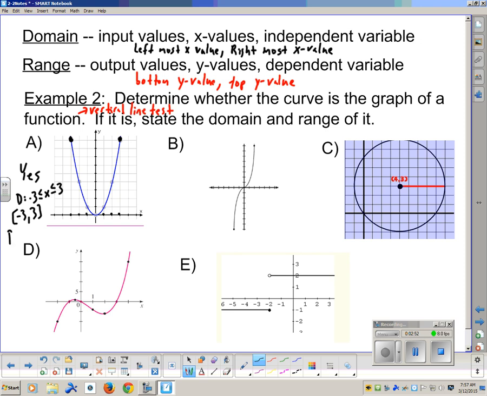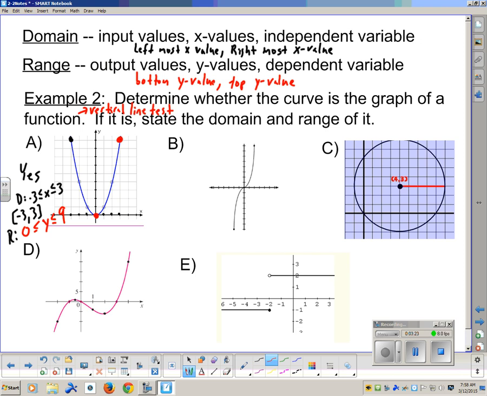Then the range has to do with bottom to top. I'm going to do range here in red. My bottommost y value is down here. My top one is either the left one or the right one. I'll just pick the right one here. So the bottommost y value, down here at the bottom, is 0. So I can write 0 less than or equal to y, less than or equal to whatever the value up there is. 1, 2, 3, 4, 5, 6, 7, 1, 2, 3, 4, 5, 6, 7, 8, 9.